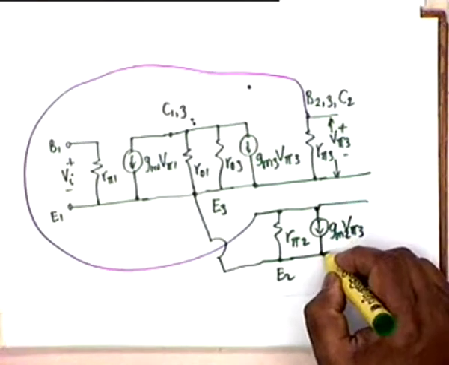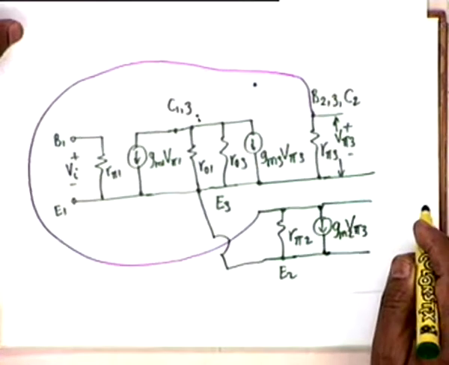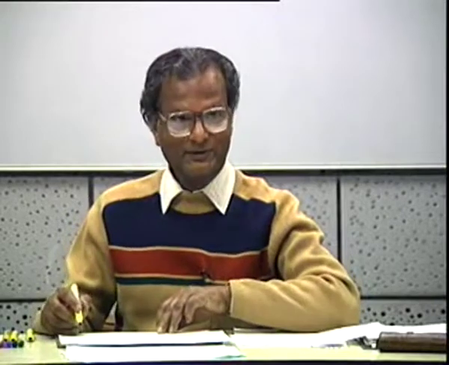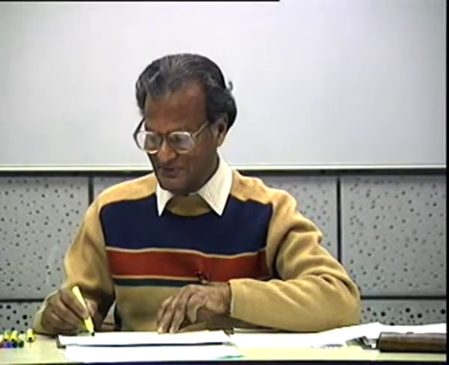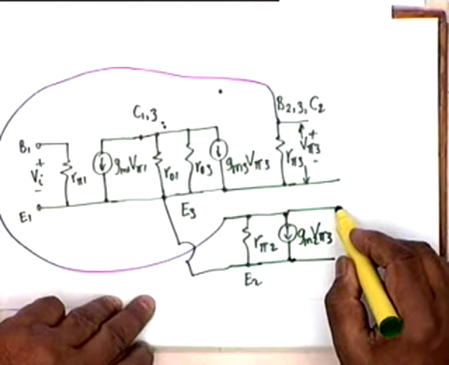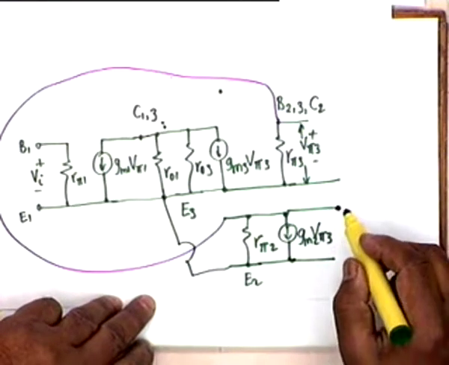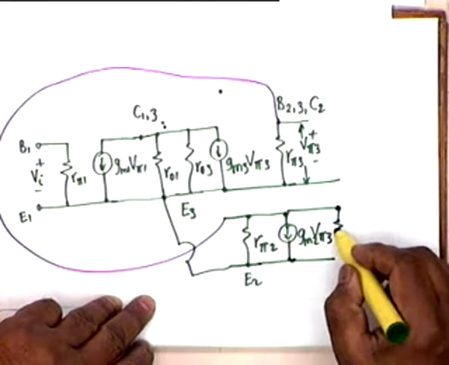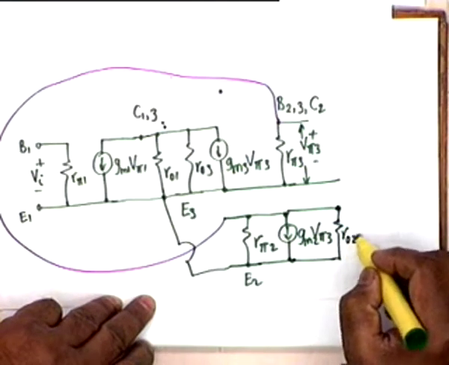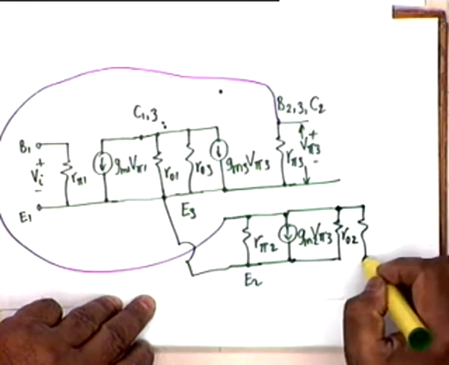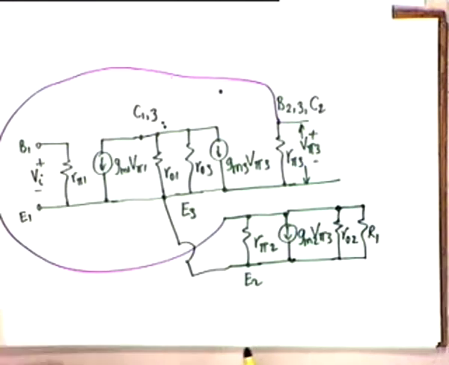There is a reason why I am writing this. What else do I have? This is short. No. From C2 to ground we have two other resistors. Can you name them? One is R02 and the other is R1. That is absolutely wonderful.